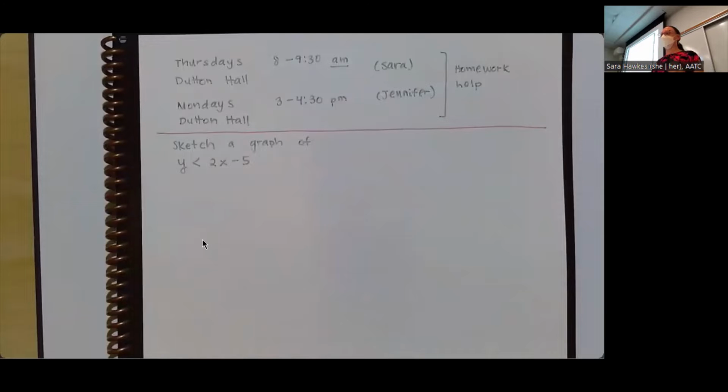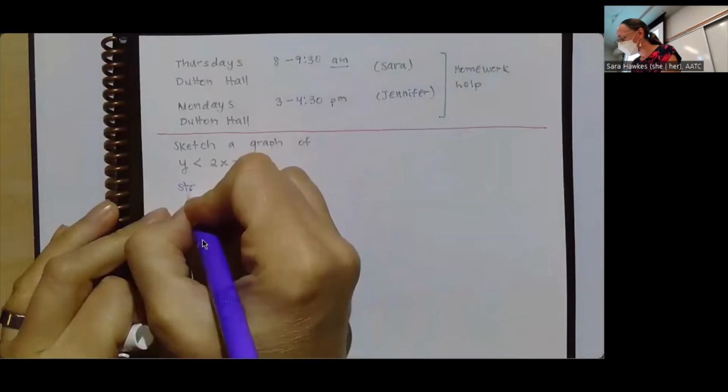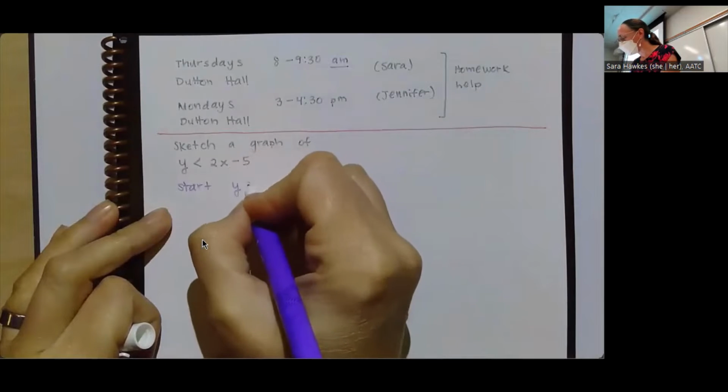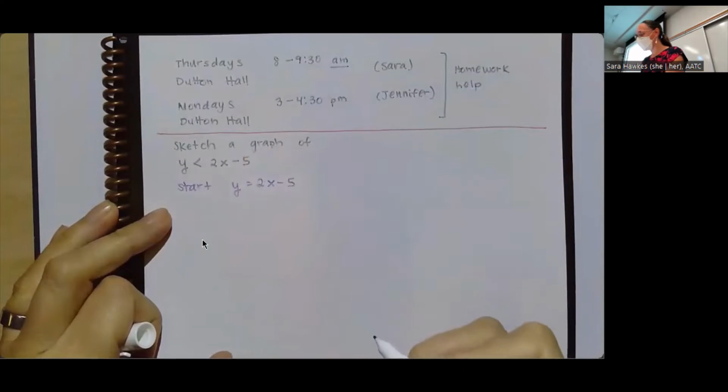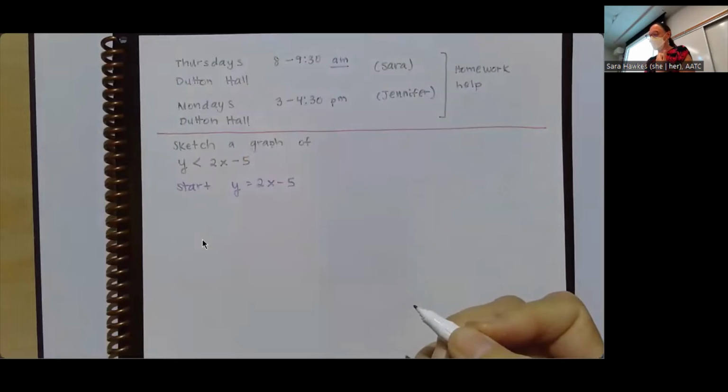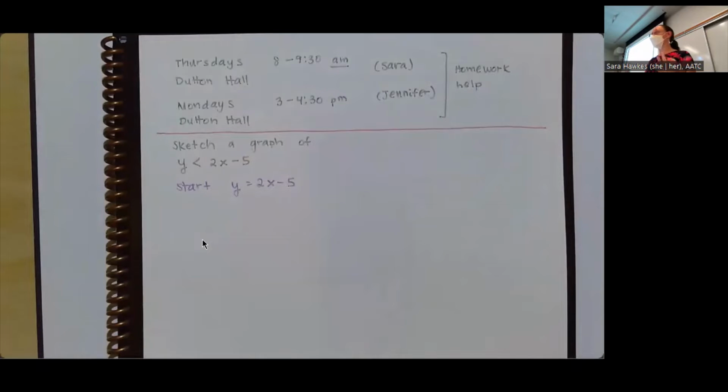and just graph the line, which means for my class, I need to see 2 points on that line. I don't care which 2 points, as long as they satisfy the equation of the line. So I'm going to start with y equals 2x minus 5. And personally, I'm just going to find the x and y intercepts.